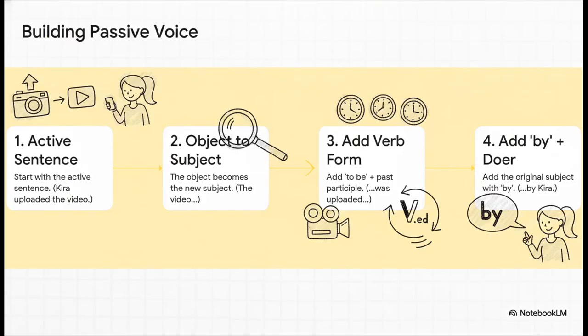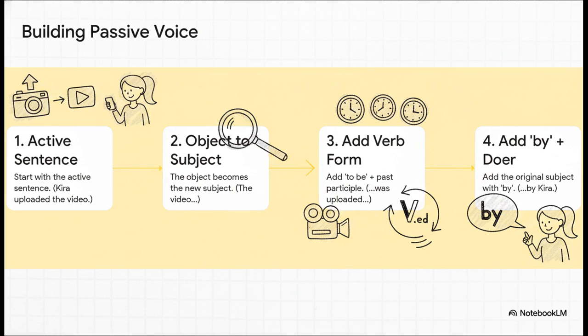And building one of these sentences is actually a piece of cake. It's just 4 simple steps. Let's walk through it. Step 1, start with a normal active sentence, like Kira uploaded the video. Step 2, take the object, the video, and make it the new subject. Easy. Step 3, add the right form of to be plus the past participle. So, the video was uploaded. And finally, step 4, add the original doer with by. And you get, the video was uploaded by Kira.